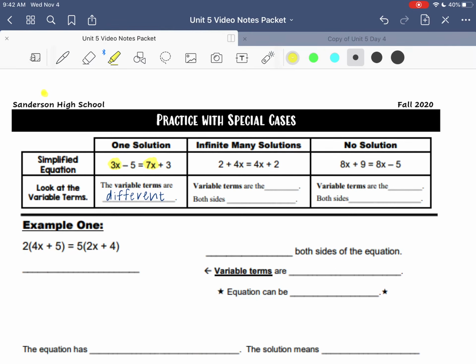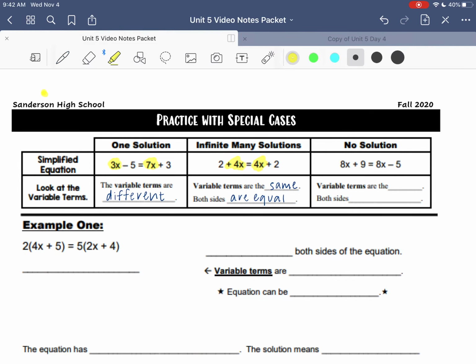On the other hand, sometimes the variable terms are the same, and that's what creates either infinite solutions or no solutions. So for infinite solutions, we've got this example, 2 plus 4x equals 4x plus 2. And again, I'm going to focus just on the variable terms. I've got a positive 4x on both sides. So the variable terms are the same. 4x and 4x are exactly the same. And everything else is equal as well. I have 2 and 2. If both sides are equal, you're going to get infinitely many solutions or infinite solutions. Sometimes we shorten that.